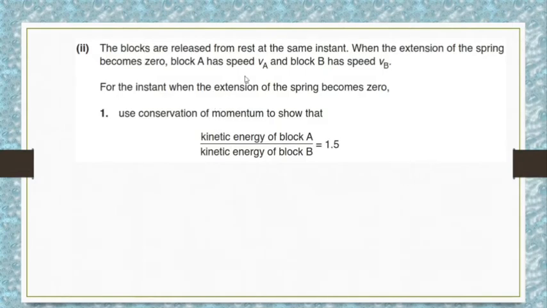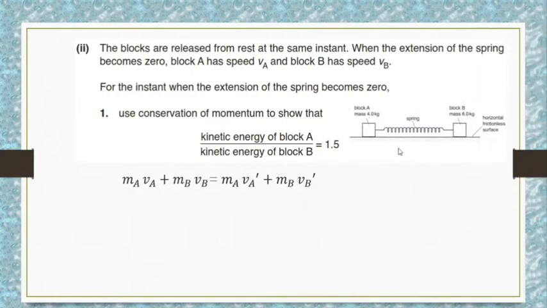The blocks are released from rest at the same instant. When the extension of the spring becomes 0, block A has speed VA, block B has speed VB. For the instant when the extension of the spring becomes 0, use conservation of momentum to show that the ratio of the kinetic energy of A and B is 1.5. The conservation of momentum is MAVA plus MBVB equals MAVA prime plus MBVB prime.